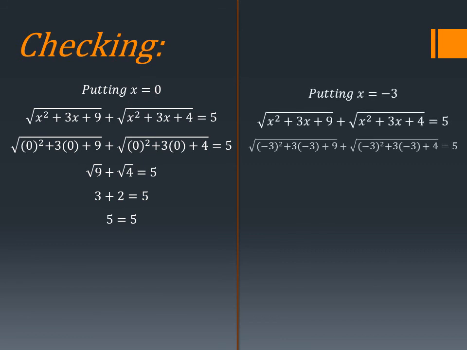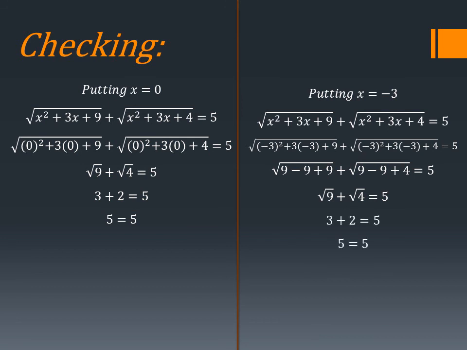Putting x equals to minus 3, again applying the same formula. The square of minus sign is always a positive sign. 9 minus 9 will get cancelled, so only plus 9 will remain inside the root. Again 9 minus 9 will get cancelled and plus 4 will remain inside the root, so the solution is same. 3 plus 2 equals to 5 and 5 equals to 5, which means both the answers are correct. So our solution set will be minus 3 and 0.